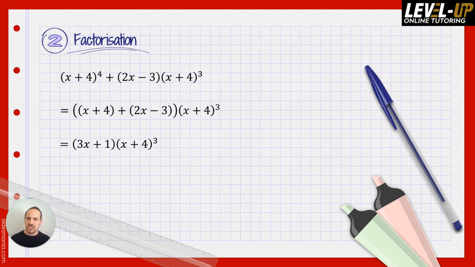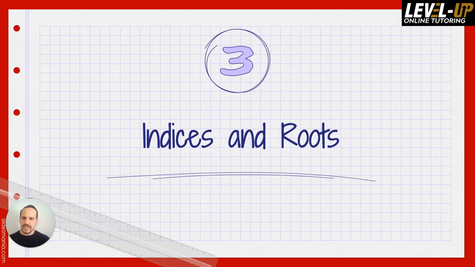So yeah, noticing these shortcuts like this is really, really important. If you've got an expression like this with these high powers, this is the only way you would be expected to factorize it. You wouldn't be expected to expand it all out because, like I said, that would be too much. So, indices and roots.